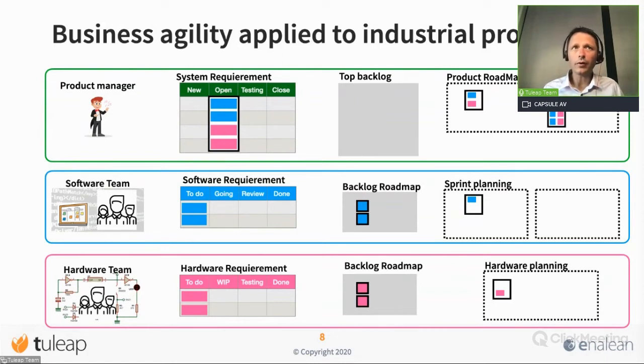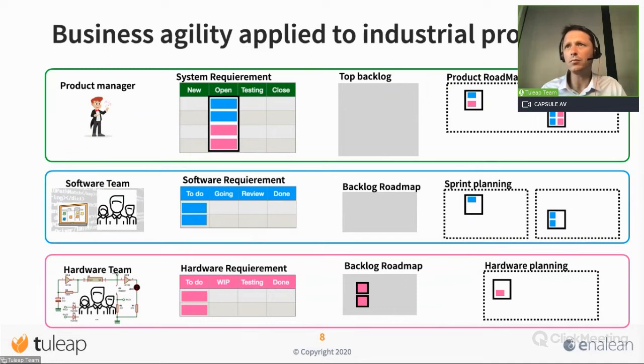We are now ready to plan this system requirement to the product backlog, and so to the product roadmap. This system requirement is here. That means for this product roadmap, we have to do this system requirement. Let's speak about the teams now. The software team knows that he has two requirements to do. He knows that these requirements are linked to the system requirement. They will plan these requirements in their own planning.